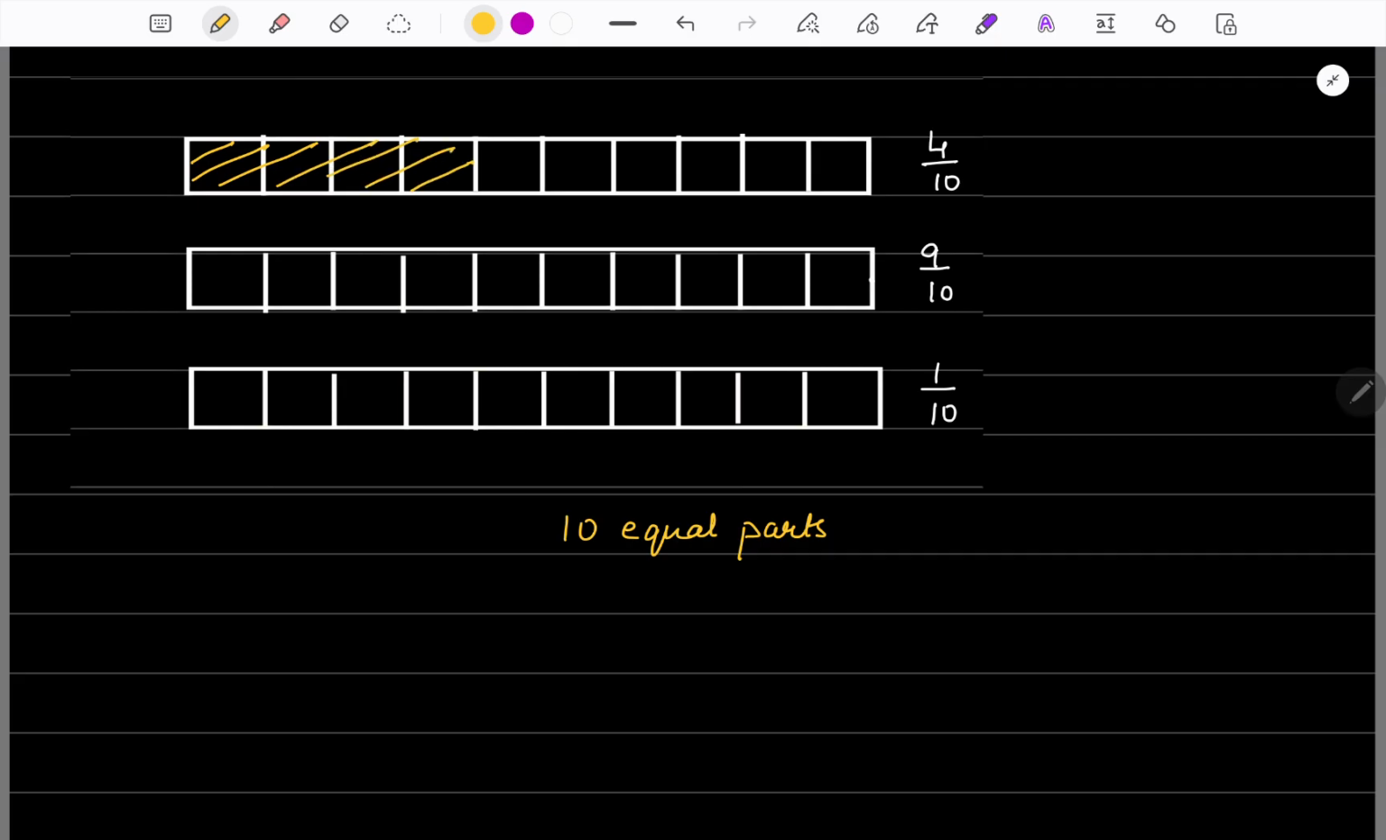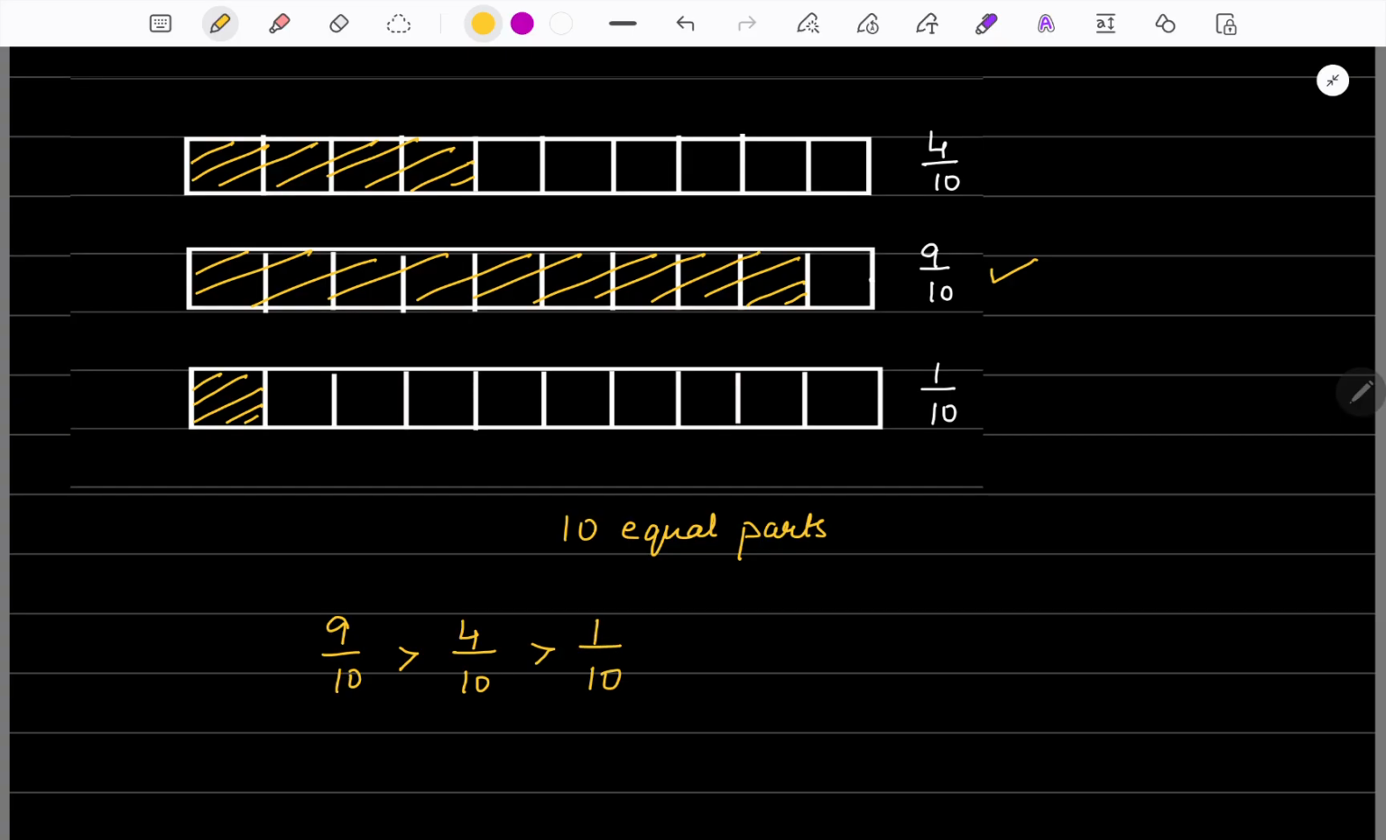So this is 4 parts out of 10 equal parts. The second one is 9, so we have to shade 9 parts here. So this is 9 parts out of 10 equal parts. And the third one is this, 1 part out of 10 equal parts. So just by looking at it, we can see that the child who is receiving 9 parts out of 10 equal parts is getting the maximum share. So we can write here 9 parts out of 10 is greater than 4 parts out of 10, which in turn is greater than 1 part out of 10. The child who receives 1 part out of 10 is actually getting the least share.